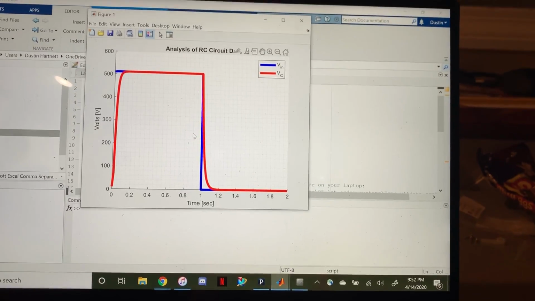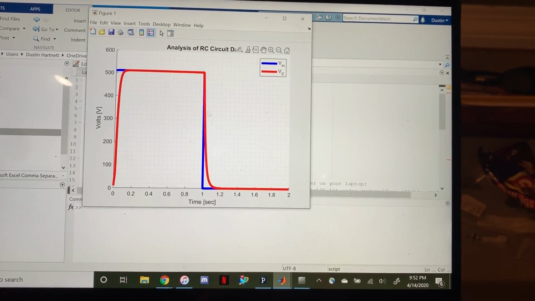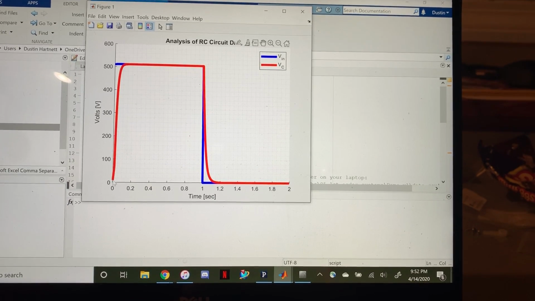So we'll run that with this 10 kilo ohm, and we see that the red is the V capacitance. It charges up very quickly and discharges very quickly. This is all in the span of 2 seconds.